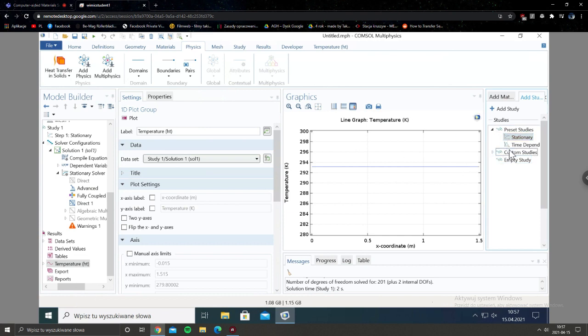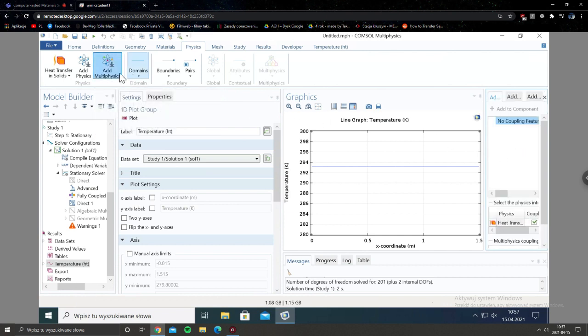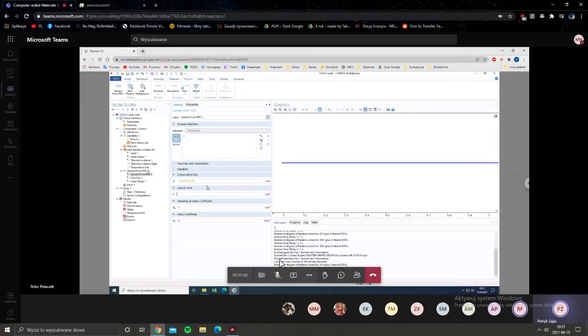Excuse me. Yes. In the conservative flux, the minus at the beginning should stay, or should we delete it? Yes, should stay. Okay. Because this is the nature of the process. Okay, thank you.